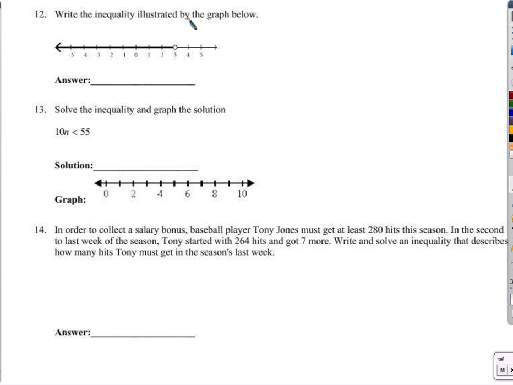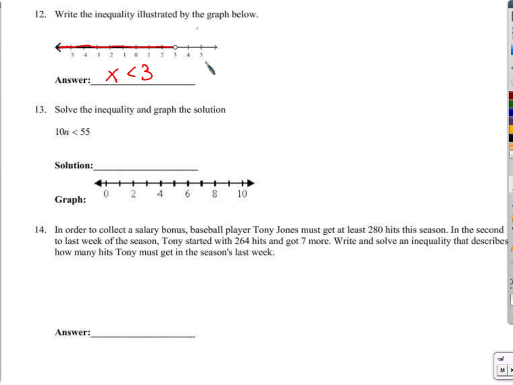Right, the inequality is illustrated by the graph below. Okay, so it has this open circle, which means we know that it is not going to have a little equal to underneath it. And we can see the points over here, this point and this point and this point, all of these guys, are numbers that are less than 3. So if we want to write an inequality, we could choose x and say that it's less than 3.